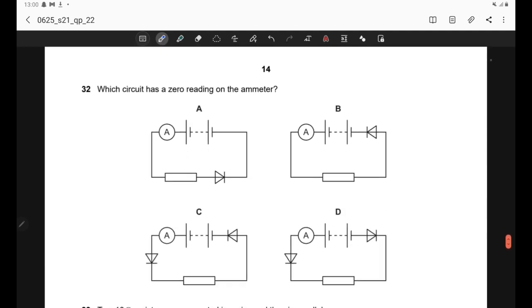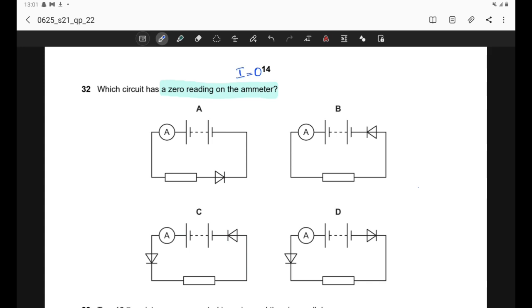Question 32. Which circuit has a 0 reading on the ammeter? So a 0 reading on the ammeter means the current in that circuit should be 0, or there won't be any current flowing through that circuit. So we have to identify out of these 4 circuits, in which circuit there should not be any current flowing. Then only we will get a 0 reading on the ammeter.